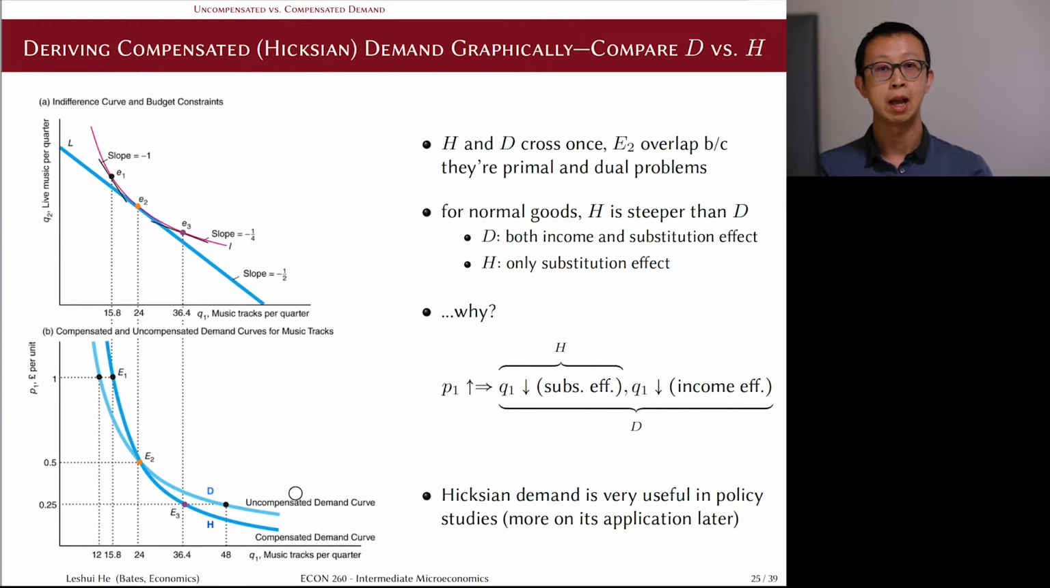Can you think about how the two demand curves would compare to each other if the good is an inferior good? Which demand will be steeper?